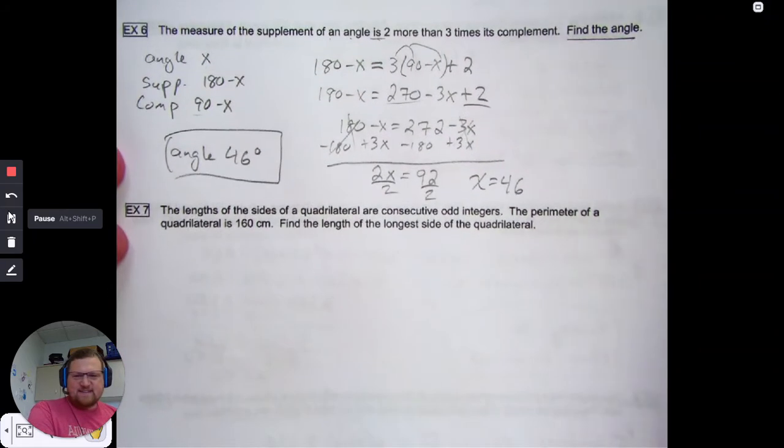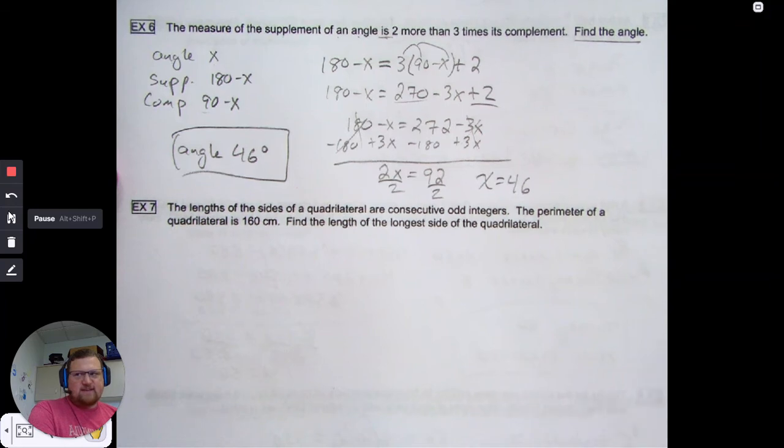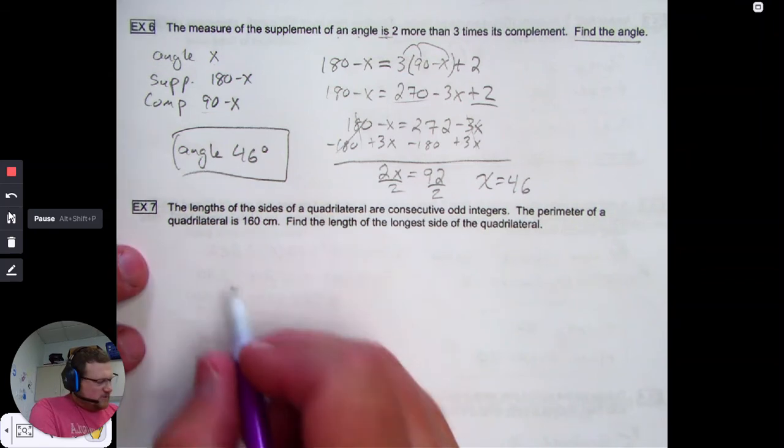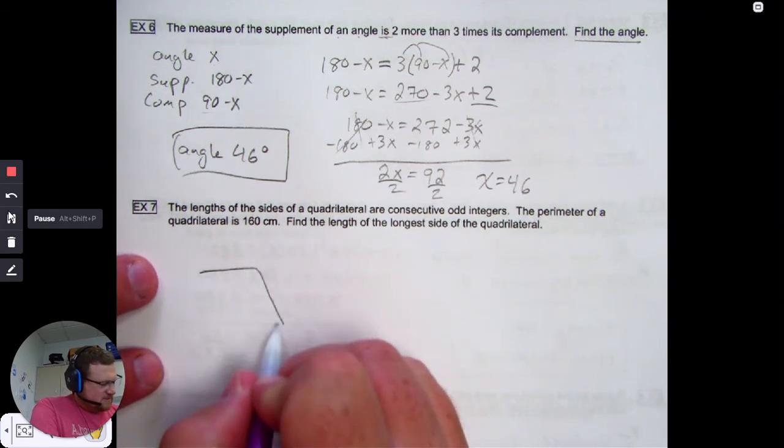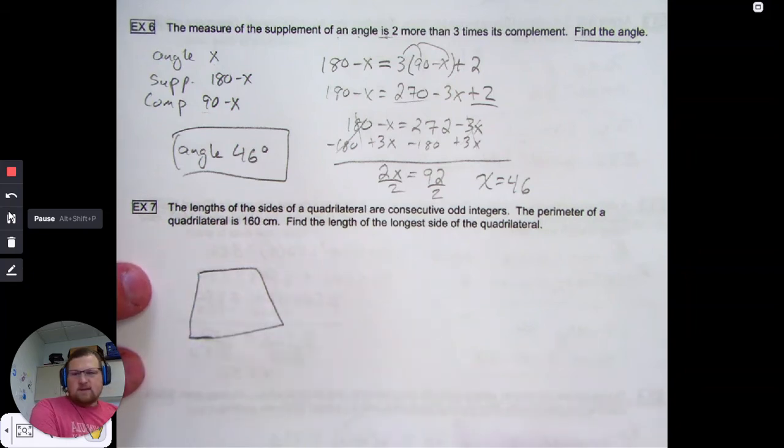On to number 7. The lengths of the sides of a quadrilateral are consecutive odd integers. So first of all, quadrilateral means that it is 4-sided: 1, 2, 3, 4. And then it says they're 4 consecutive odd integers. So remember, we talked about odd integers.